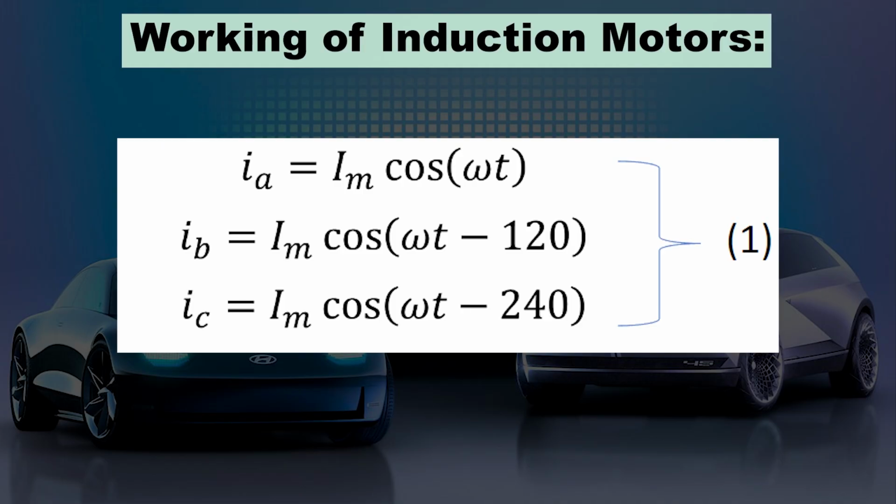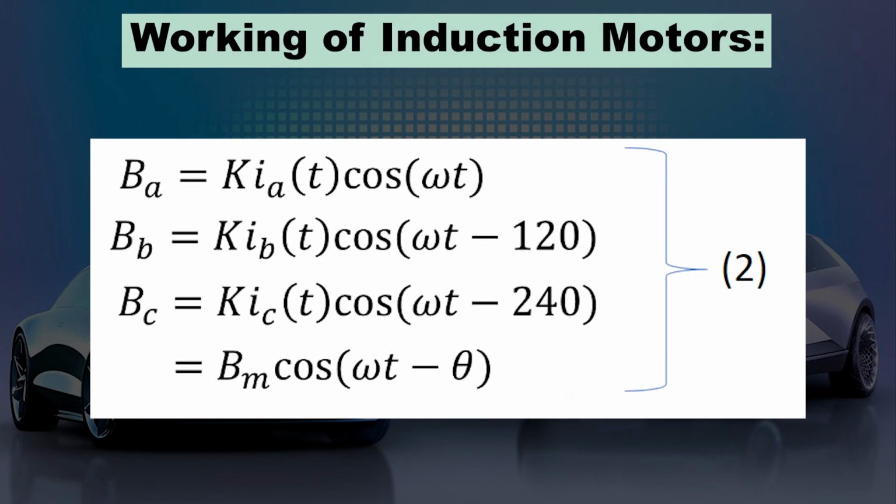The stator windings are supplied by 3-phase AC sinusoidal currents. Let us assume the magnitude of current is Im amperes and the angular frequency of current is omega radians per second. Then the 3-phase currents can be expressed as IAS equal to Im cos omega t, IBS equal to Im cos (omega t minus 120 degrees) and ICS equal to Im cos (omega t minus 240 degrees).